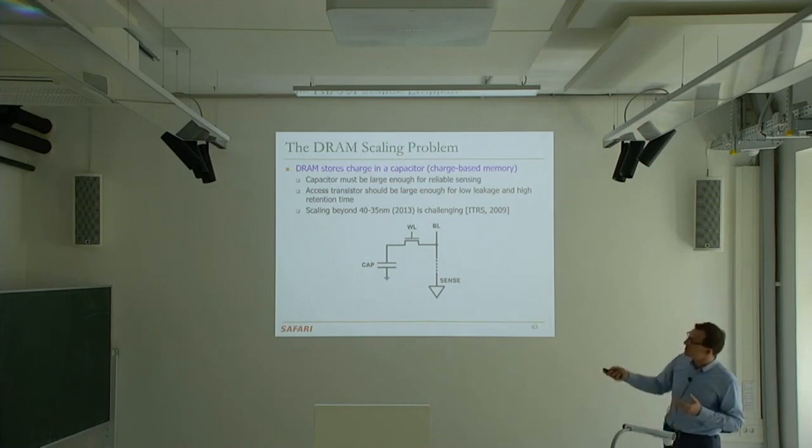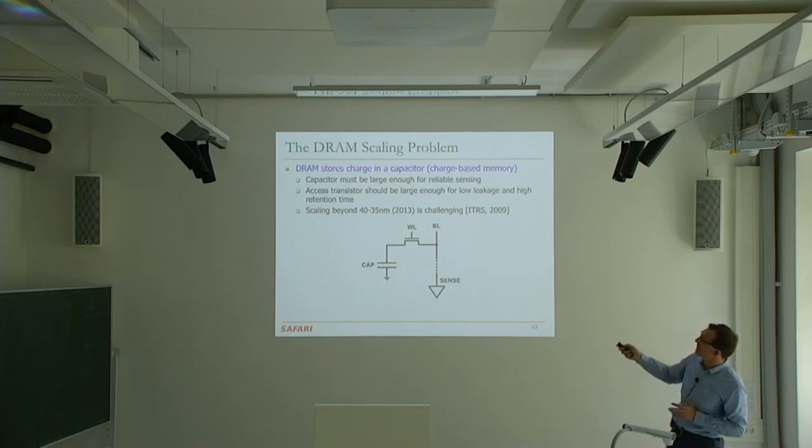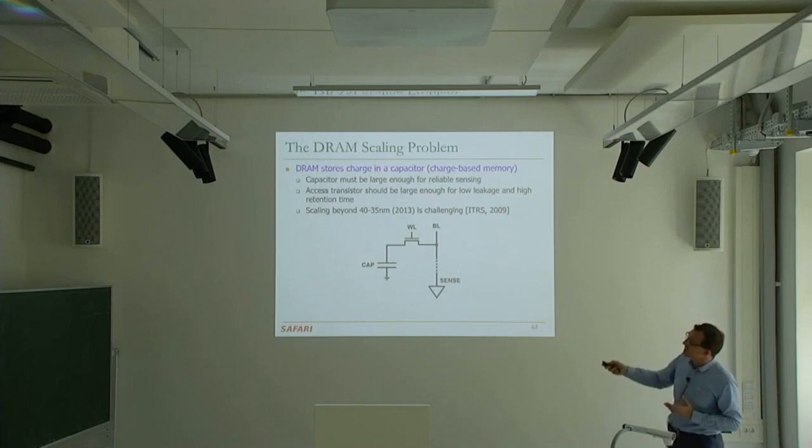In DRAM, the storage device is the capacitor. Essentially, you trap charge in the capacitor, and that stores the data. For this memory to work, the storage device should work. The capacitor must be large enough for reliable sensing. But also, the access device should work. So the access transistor must be large enough for low leakage of the data.